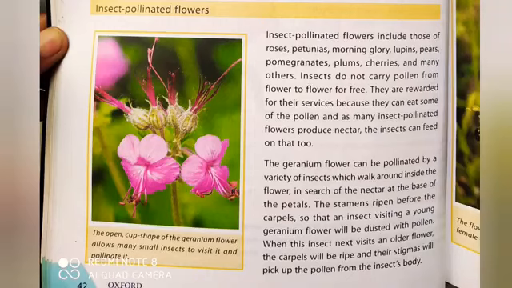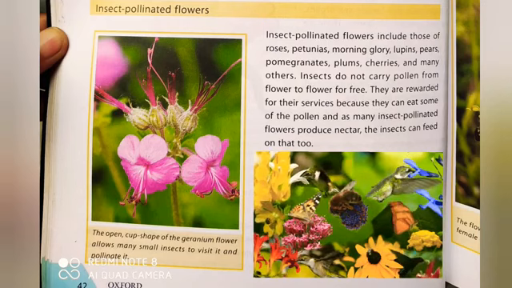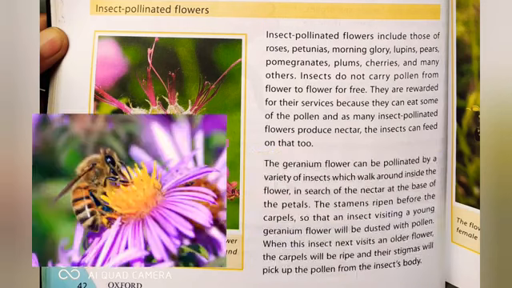Pollination is done by many agents. One of them is insects. Insect pollinated flowers are mostly brightly colored and scented. They have nectar, like this geranium flower, that allows many insects to visit it. These insects may be butterflies, or small mason bees, etc.